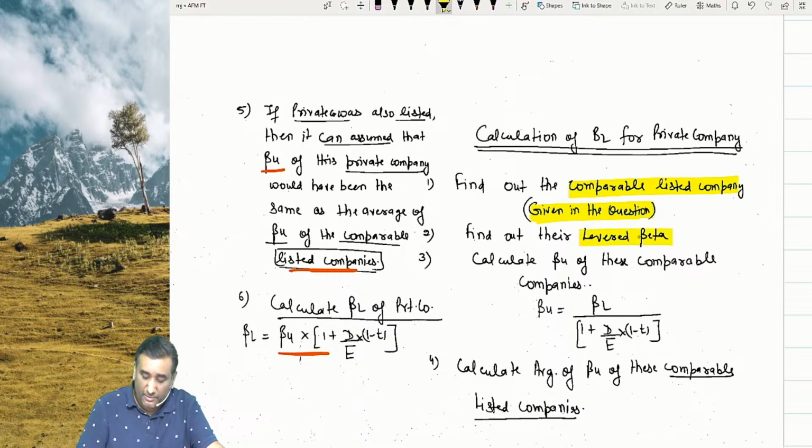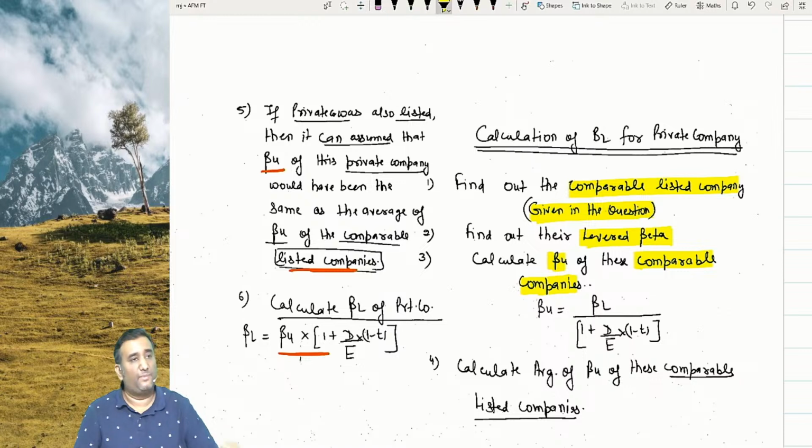Then find their levered beta, which would be available, and calculate the beta unlevered of these comparable companies. That means you remove the impact of debt. For example, I am company A, there are three similar companies to me, and they are listed in the market. I calculate their levered beta and, using it, remove the debt impact from them. The moment I remove the debt impact, it represents beta unlevered. That means if I was also listed and in the same position, my unlevered beta would have been as good as theirs.